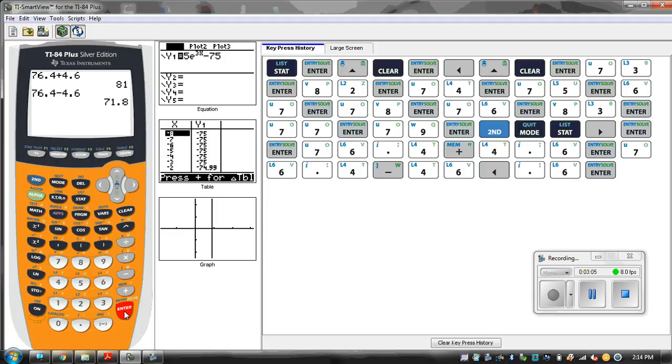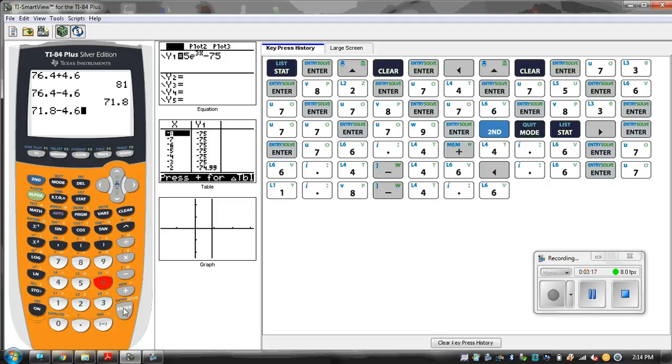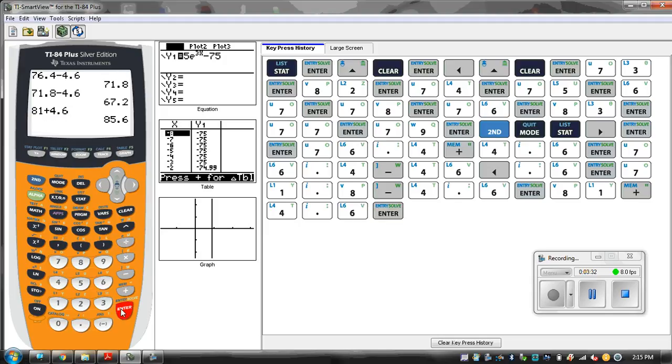So now, if I want to get to the 95%, I'm going to take the lower part, 71.8, and I'm going to subtract 4.6. And there's the left side of the 95. If I want the right side of the 95, I'm going to take the 81, because that's where I'm at now, and I'm going to add 4.6. So for the 95%, the lower part is 67.2, and the upper part is 85.6. So from here, I'm going to add and subtract to those ends to get the 99.7, and that's how you're going to do the empirical rule.